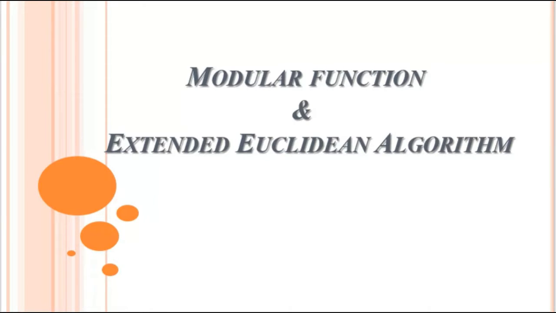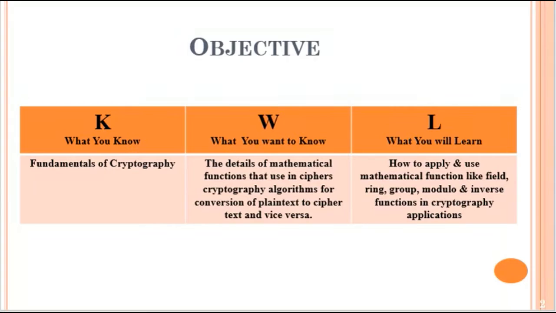An inverse modular function is needed when we convert ciphertext into plaintext, meaning the inverse of plaintext into ciphertext. The objective behind studying the modular function and extended Euclidean algorithm is KWL. K means what you know before studying them, so basic or fundamental knowledge of cryptography is required before studying modular function and extended Euclidean algorithm.